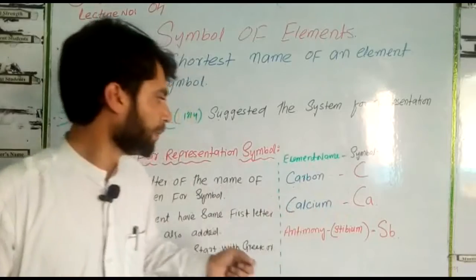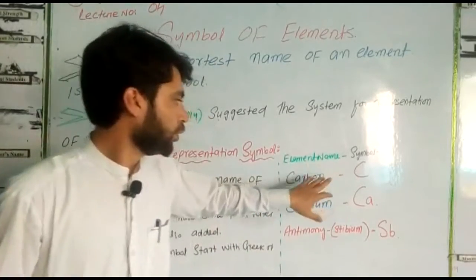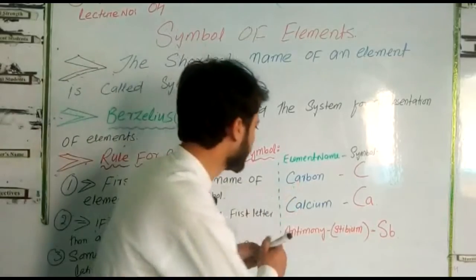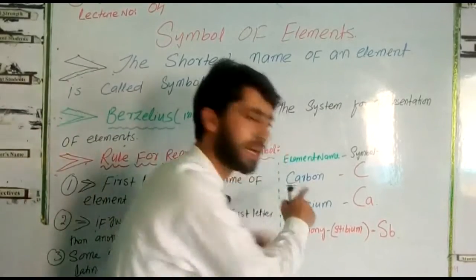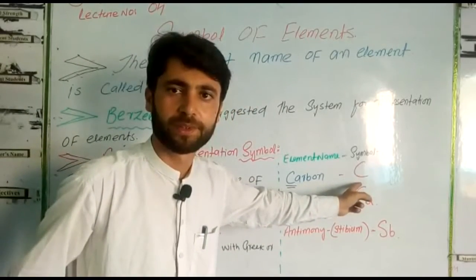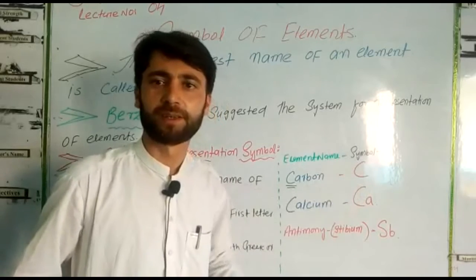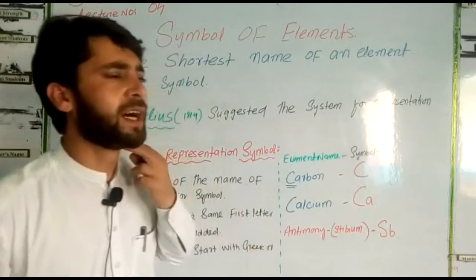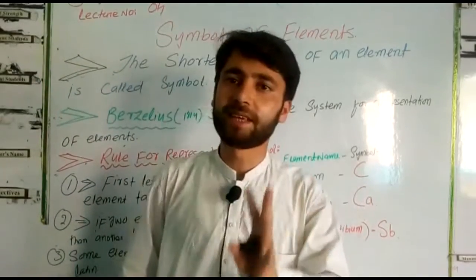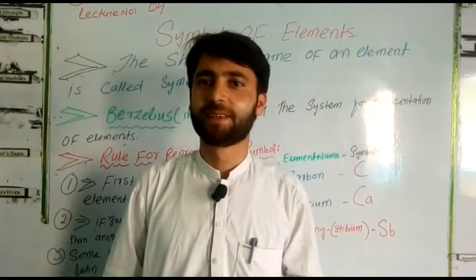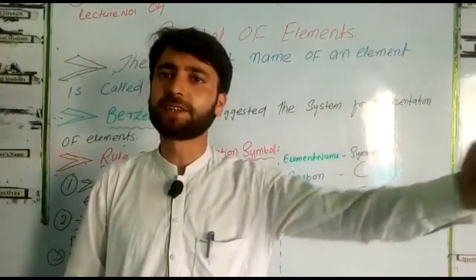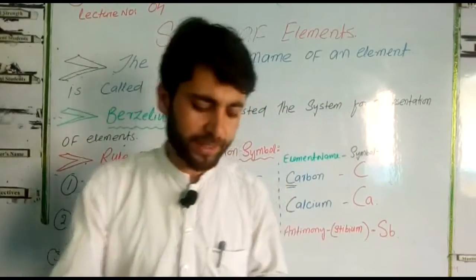This is the easy method. Look here. Carbon is an element. We use the first capital letter for the symbol of carbon, so carbon is represented with C. Now the problem arises where two elements share the same first letter. In this situation, we will add another letter also. Let us take an example.